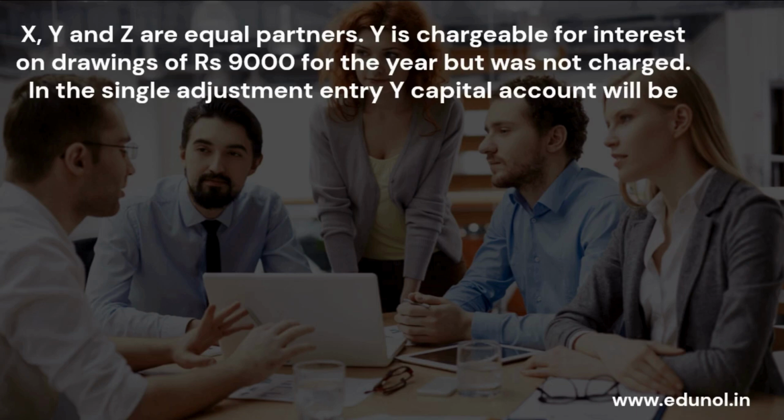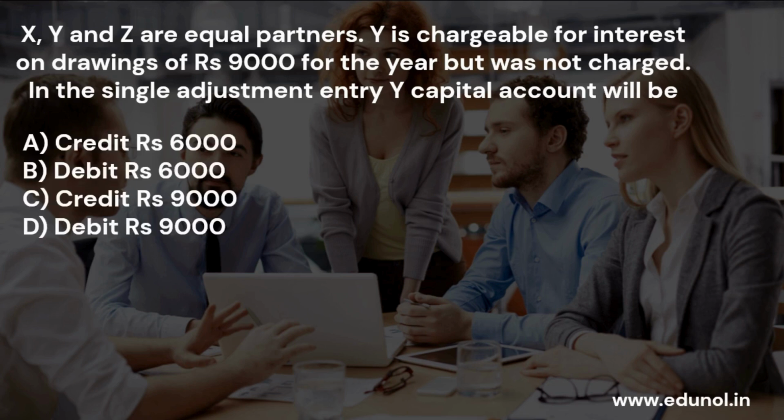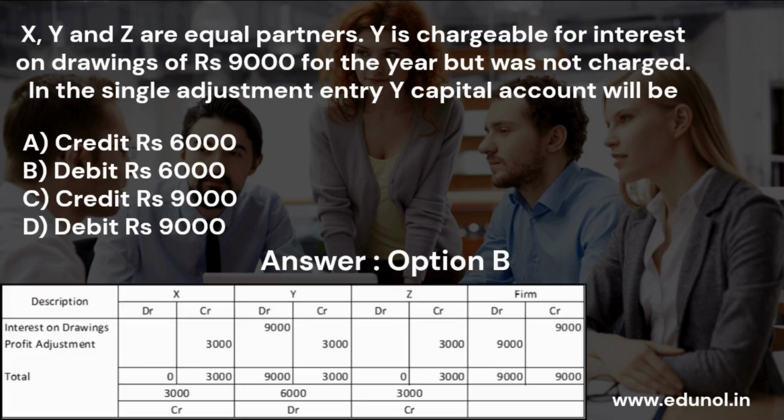X, Y and Z are equal partners. Y is chargeable for interest on drawings of 9,000 rupees for the year but was not charged. In the single adjustment entry, Y capital account will be A. Credit 6,000, B. Debit 6,000, C. Credit 9,000, D. Debit 9,000. Answer: option B. First, Y capital will be debited by 9,000 rupees for interest. Then his capital account will be credited by 3,000 rupees for profit distribution.